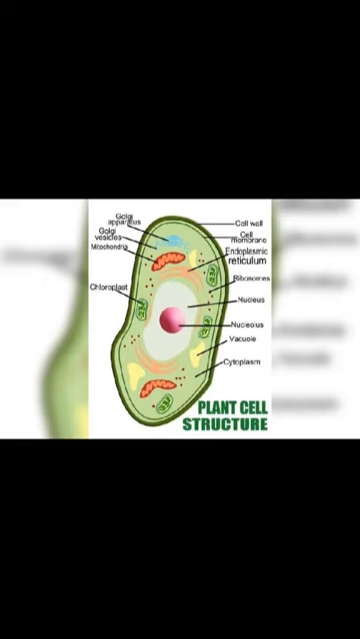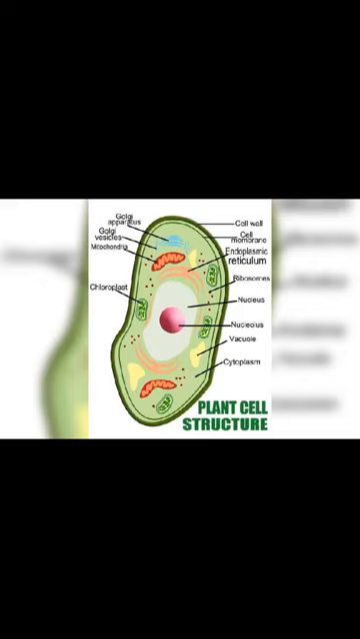So it is also called selectively permeable membrane. Why is it called selectively permeable membrane? Because it allows only certain particles which do not cause any harm to the inside of the organelles to enter into the inside of the cells.